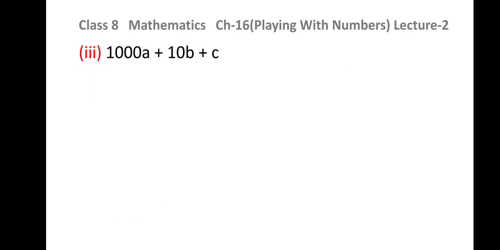Simple as this. Coming to third part, it is 1000A plus 10B plus C. Here, children, be careful. In this case, there is no digit at hundreds place. It is not given to us. So 1000A plus 10B plus C will be equal to A0BC, because the digit at hundreds place is not given to us, so you can write 0. So it will be A0BC. So you need to be careful whether the digits at hundreds place, thousand place, tens place or ones place are given to you or not. If not given to you, then you can write 0, like I have written here in this case.